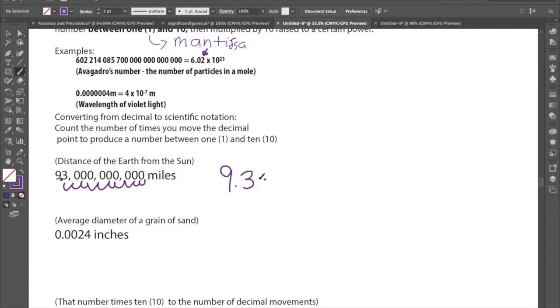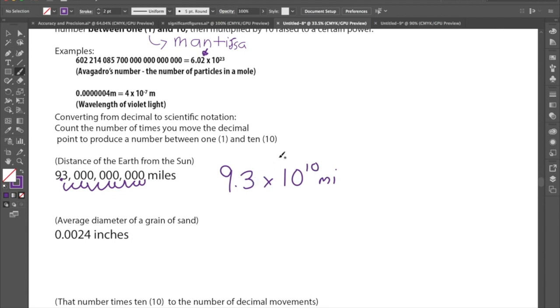And now we're going to take that and multiply it times base 10 raised to the power of the number of times we moved the decimal. We moved it 10 times, so we're going to multiply this to the power of 10. So 9.3 times 10 to the power of 10 is the approximate distance from Earth to the Sun written in scientific notation.